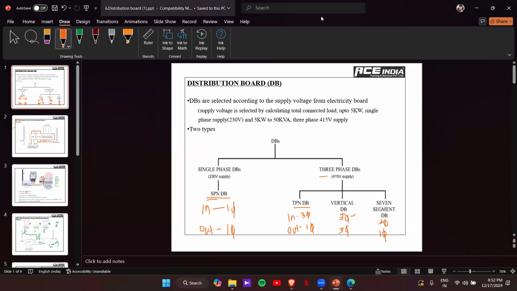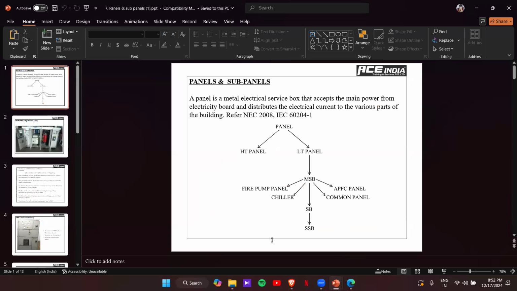Okay, so moving on to the next one, that is panels and subpanels. Normally in your house, you have a distribution board, and from it you get power to all the spaces and appliances, right? But in a commercial space, it's not like that. We'll have panels, and from the panels, subpanels. From the subpanels, the power will be distributed to the distribution board. So a lot of panels come before the distribution board.